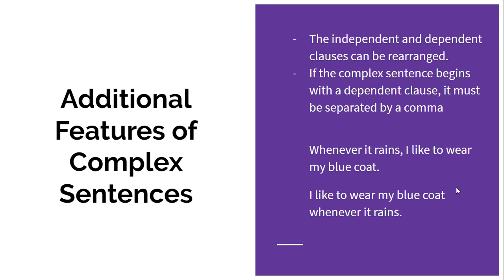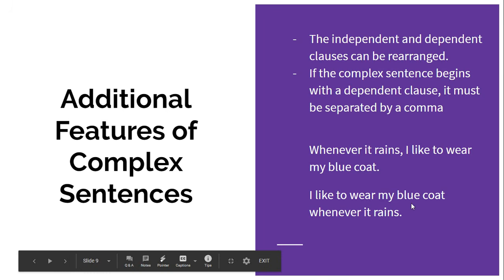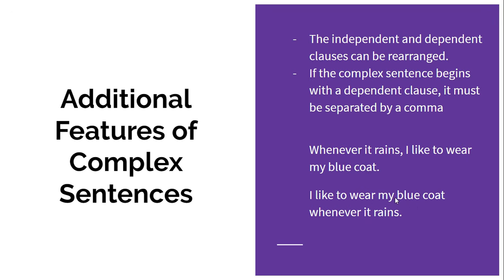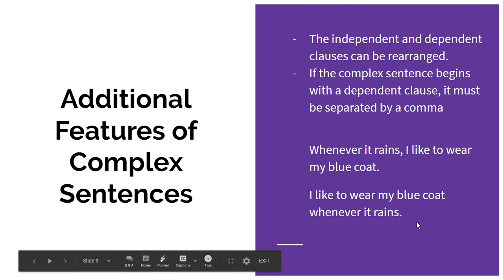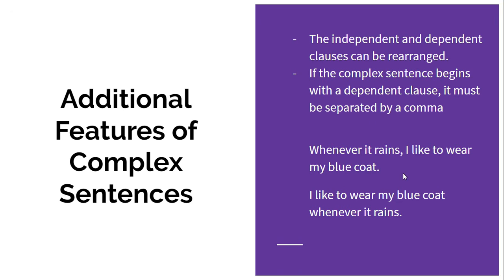Now, watch, I can rearrange these clauses and the sentence still makes sense. I like to wear my blue coat whenever it rains. See that? I rearrange these clauses and the sentence makes sense either way. Now, in this sentence, whenever it rains has a comma after it because the dependent clause comes first.